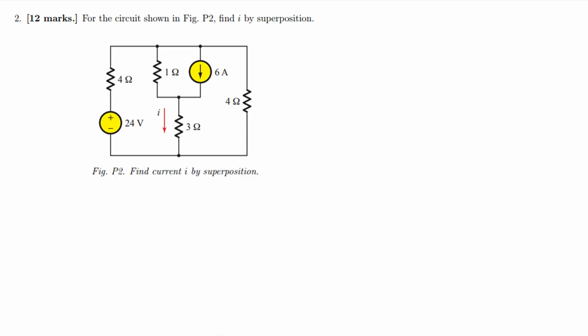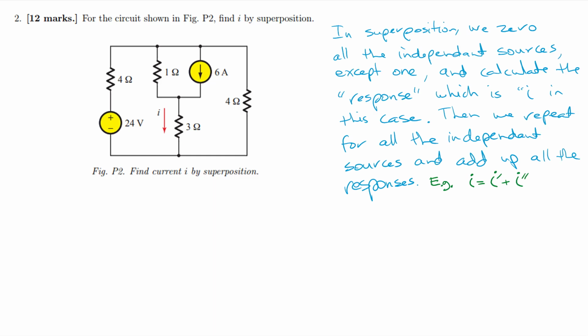Superposition is a very powerful technique where we zero all of the independent sources. We have 2 independent sources here, the ones with the circles. We zero them one at a time. We leave one on and then zero all the others, and then we calculate a response, which is a value for that particular circuit.